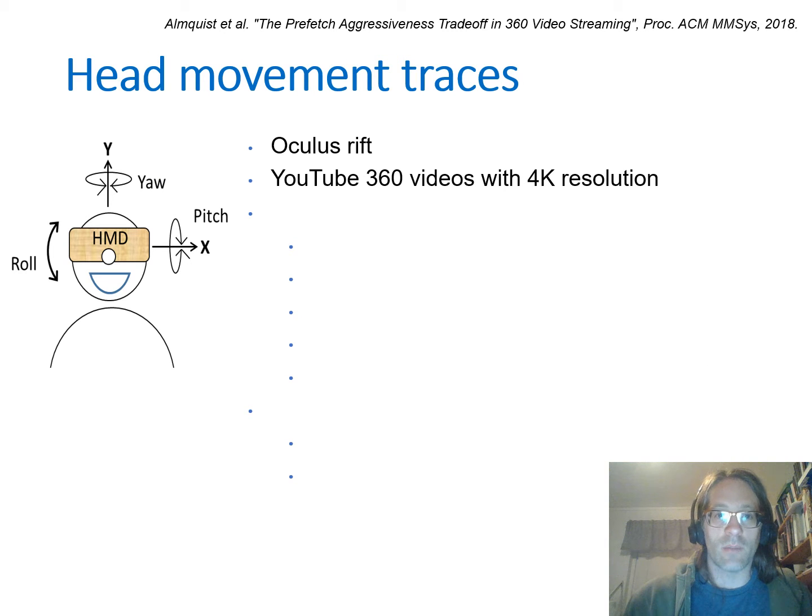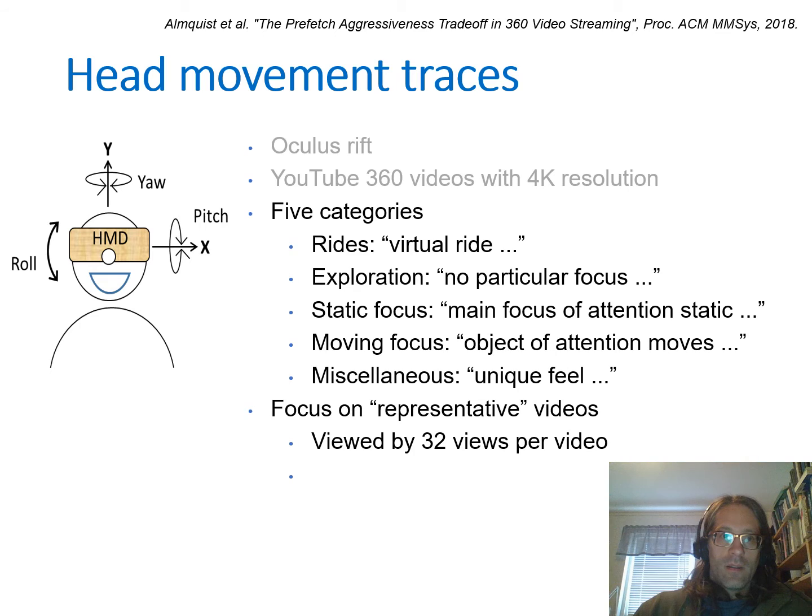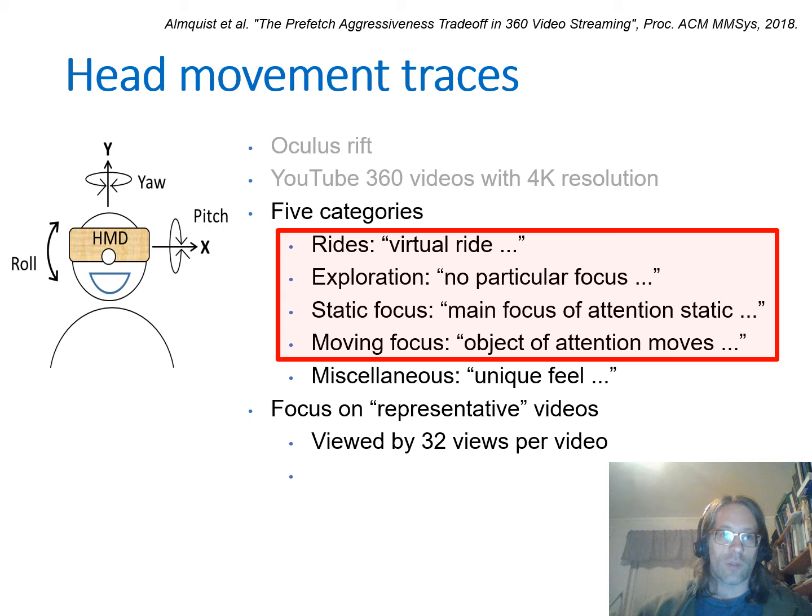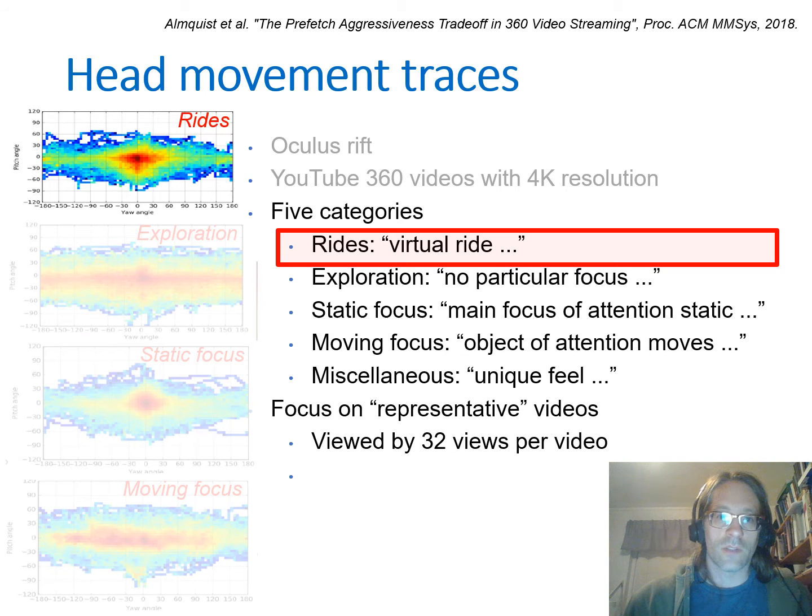We next describe the traces that we used. These were collected in a previous study that we did, where we used Oculus Rift combined with having users watch 360-degree YouTube videos. The videos were split into 5 categories. We're going to focus on 4 of these. So the rides category essentially provides you videos with a virtual ride. So here we see a heat map of such users. We see that most of the focus is forward. There might be things happening on the side, but typically you follow along with the ride.